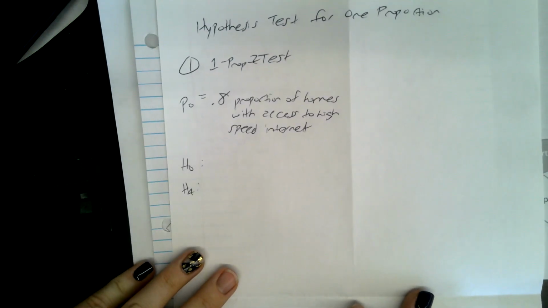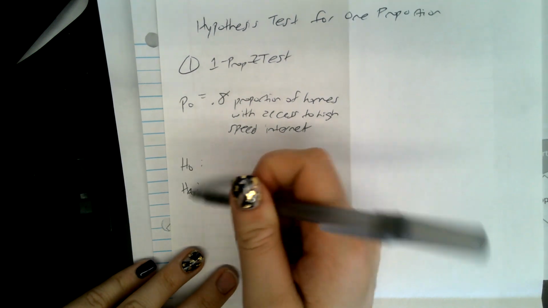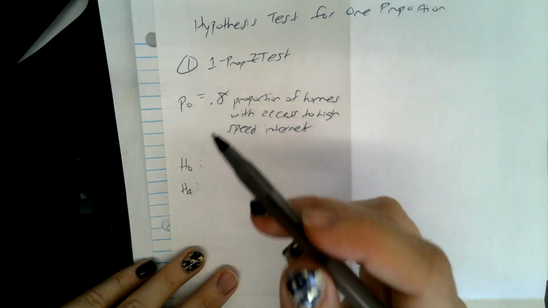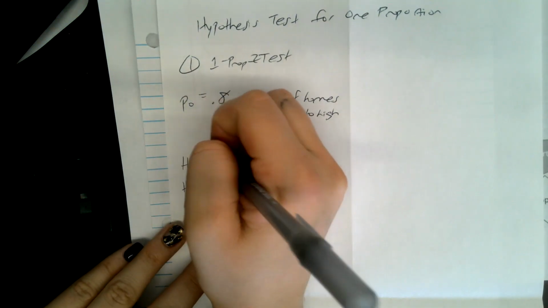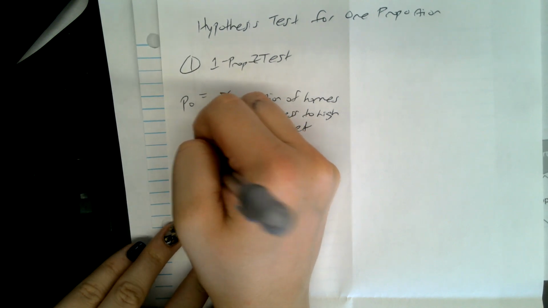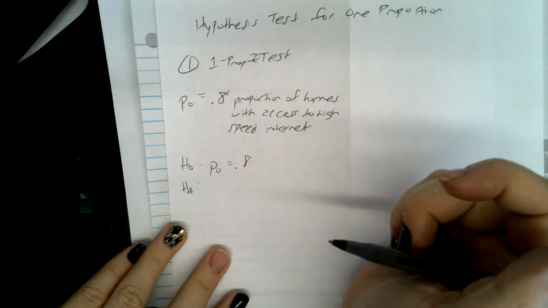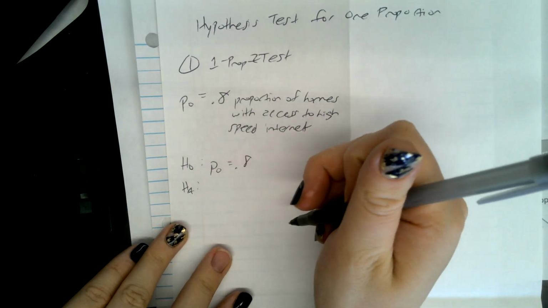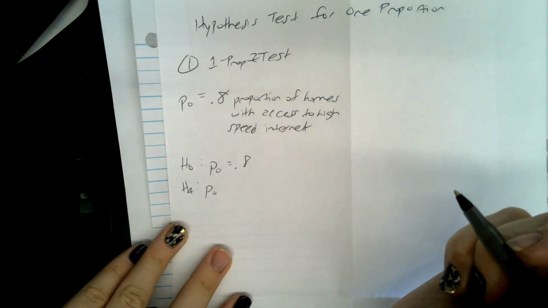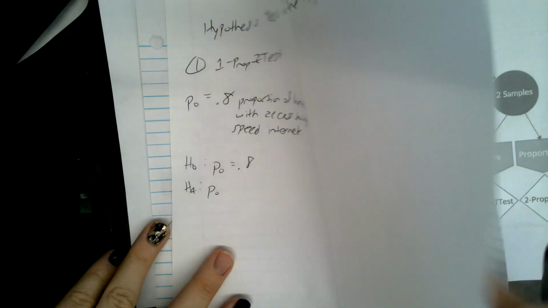If identifying P naught is easier for you by looking at the null hypothesis first, you can do it this first and then fill in your P naught. It doesn't matter what order you do it in as long as all of the information is on the paper. Null hypothesis is always going to have our P being equal to something. Our P naught is going to be equal to that 0.8, always going to be an equal sign. The alternative hypothesis, it's going to be either less than, greater than, or not equal to, depending on what we are trying to claim in the problem.